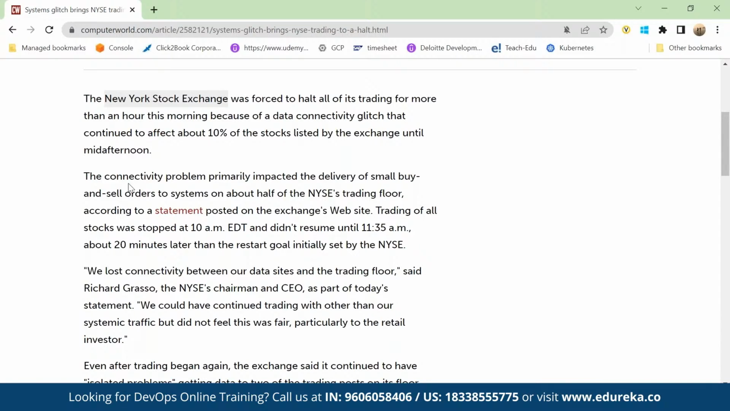Now, there was some connectivity issue, some software glitch. Because of this, trading of all the stock was stopped at 10 a.m. So 10 a.m. in the morning, when almost everybody is ready to do trading or has done a kind of trading, the trading was stopped, and it did not resume till 11:35. At 11:35 a.m., after 20 minutes, it was then globally announced by NYSE.